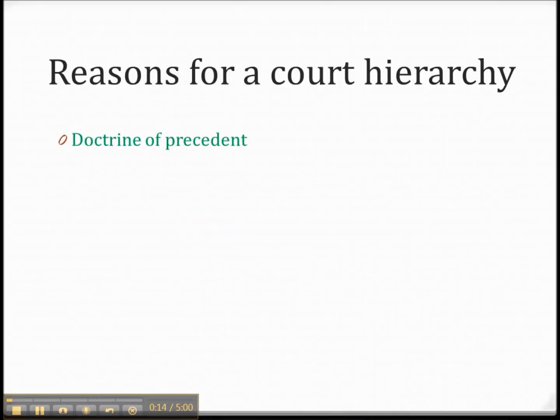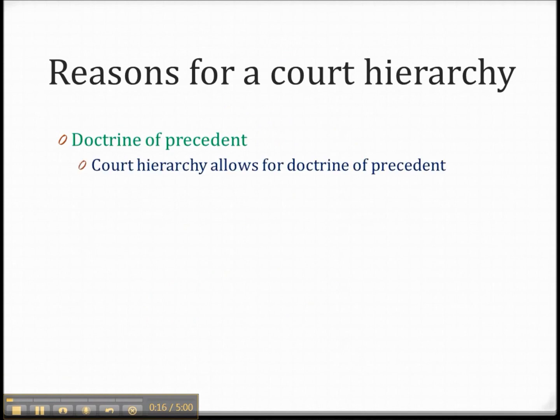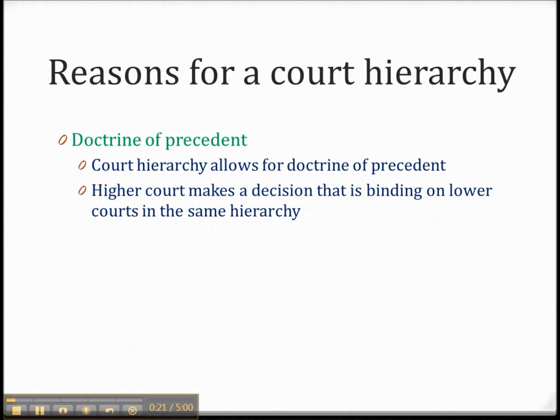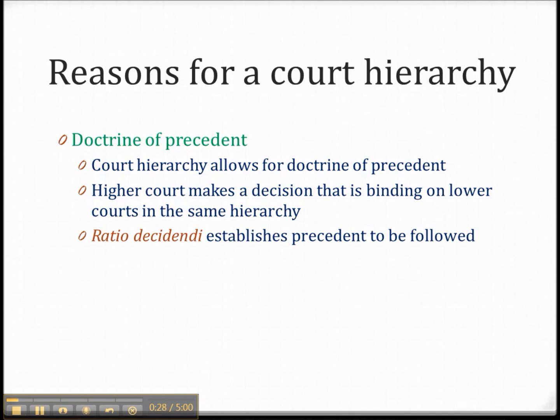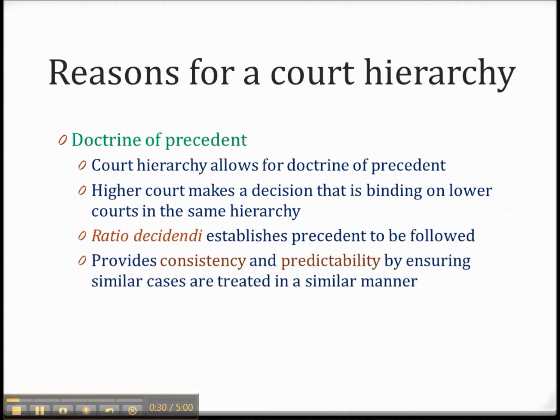The first reason for a court hierarchy that we look at is the doctrine of precedent. The court hierarchy essentially allows for the doctrine of precedent to operate. The higher courts make decisions that are binding on lower courts in the same hierarchy, and the ratio decidendi, the reason for that decision, establishes the precedent to be followed. That provides consistency and predictability by ensuring that similar cases are treated in a similar manner. A precedent just wouldn't be possible without a court hierarchy, so we'd have no way of telling which decision of the courts should take precedent over the other, so we wouldn't be able to provide consistency and predictability in the law.